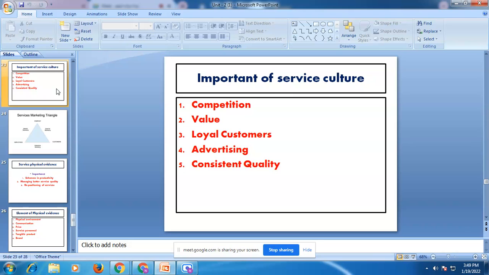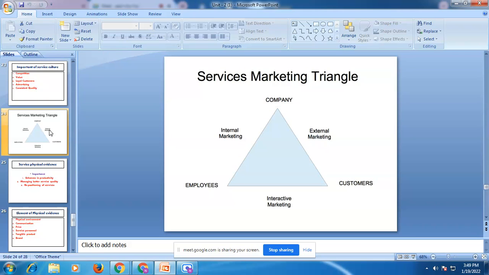Next is consistent quality. For ensuring that the level of service provided to the customer has a consistent quality, a customer service culture is vital, and a difference in service quality can create a difference in corporate identity and customer base. Next is the service marketing triangle. So in the service marketing triangle, there are company, employee, and customer, which are interlinked by interactive marketing, external marketing, and internal marketing.